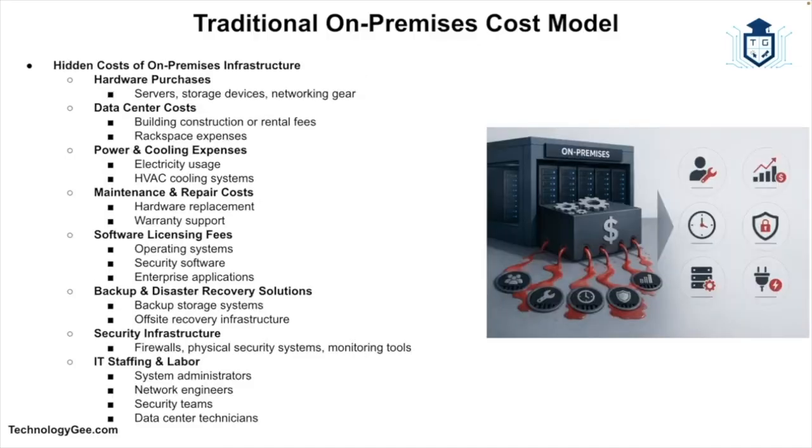Now, understand that most people think the cost is just buying servers, but that's only the beginning. Here's what companies actually pay for. They're paying for hardware purchases like servers, storage, and networking gear, data center space, whether they're renting something or building it, power and cooling, maintenance and repairs, and software licensing, in addition to backup and disaster recovery systems, security infrastructure, and IT staffing and labor. And here's the kicker for all of this. You have to pay for all of this up front, whether you fully utilize it or not.